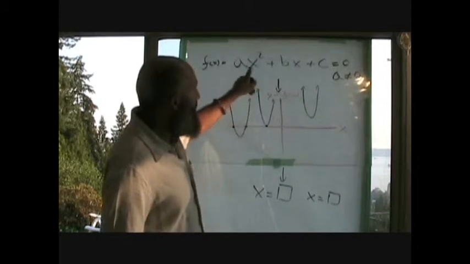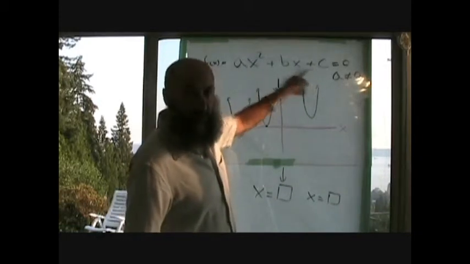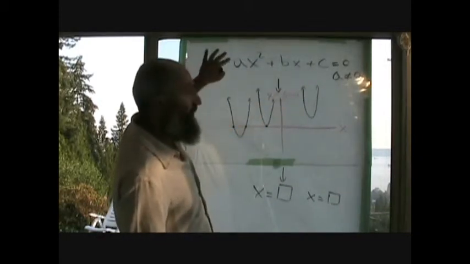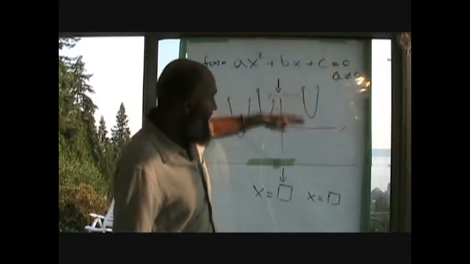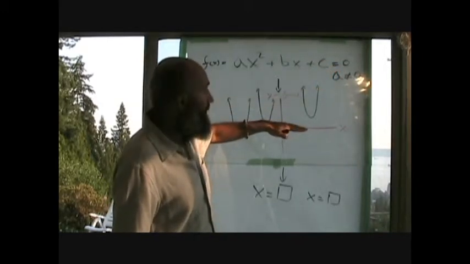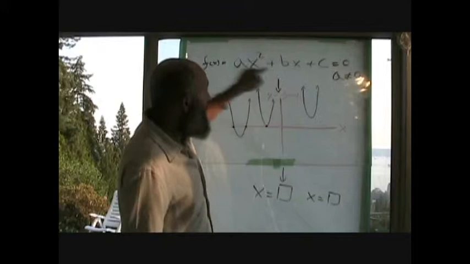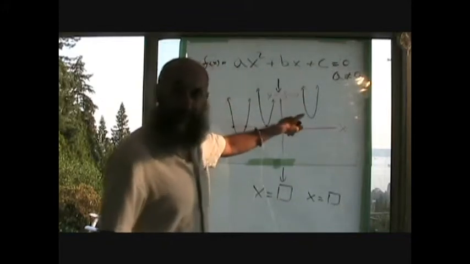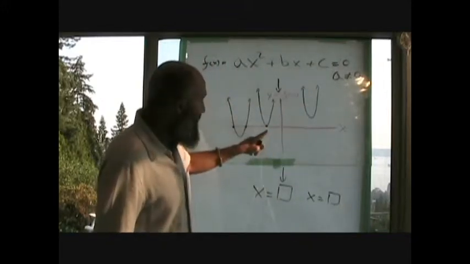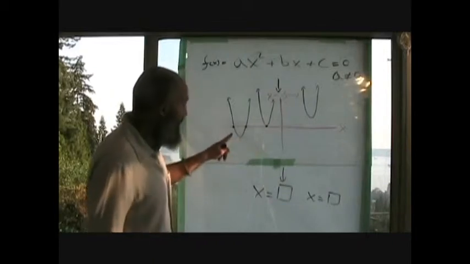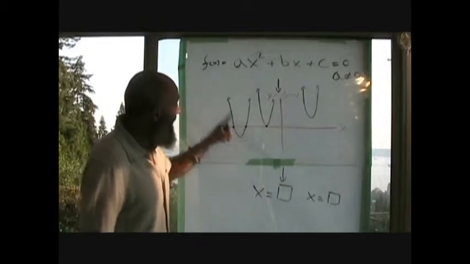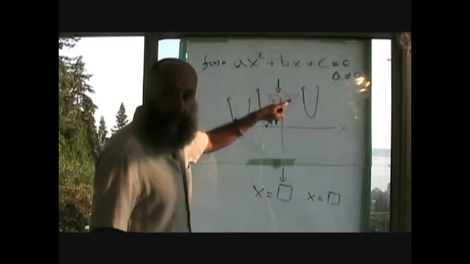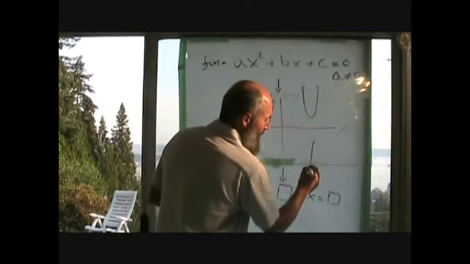So sometimes when we're solving for these types of equations, if we set it equal to 0, if we set y equal to 0, when we're looking for x-intercepts, sometimes we're going to get no solutions. Sometimes we're going to get one solution. Sometimes we're going to get two solutions, okay? And the parabolas don't have to open up. They could open down as well, right?